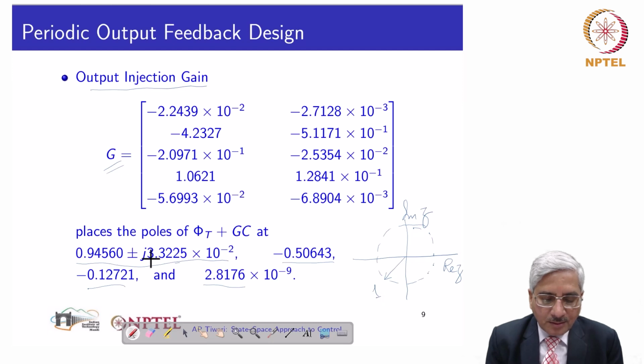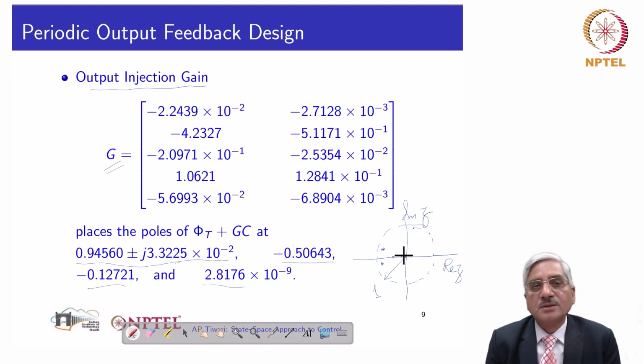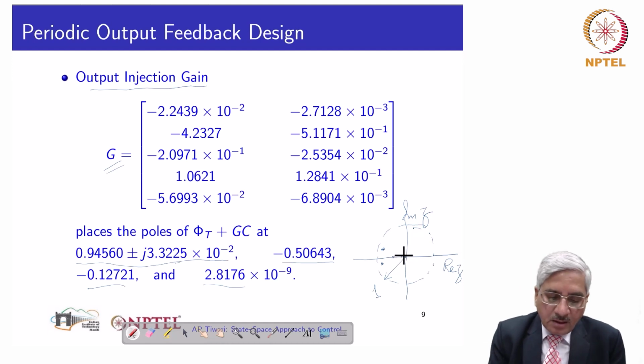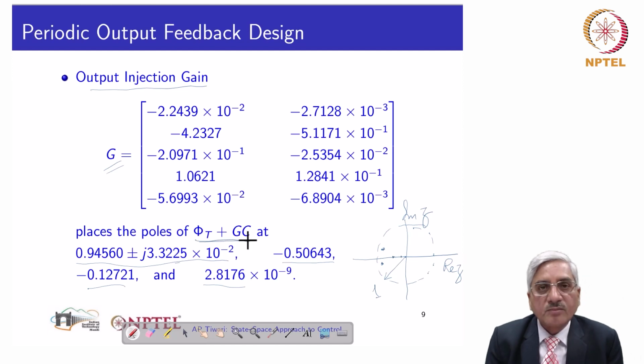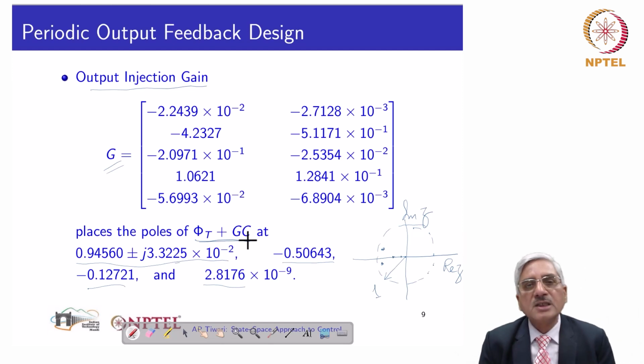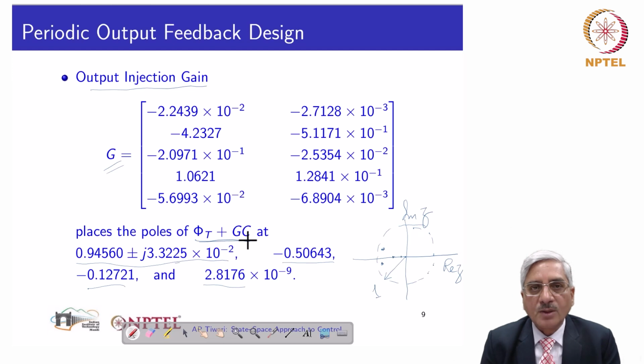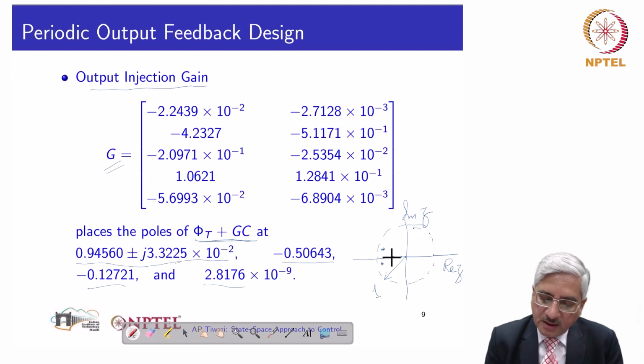You can see this is very close to the periphery. So somewhere here and here, this is one pair. The one is at minus 0.5 here, one at minus 0.12 and one at origin. So with this G, the system phi t plus Gc is stable, and as such I have not considered any specific criterion for the reactor control, only the stability has been in my mind. So with that I have taken these pole locations.